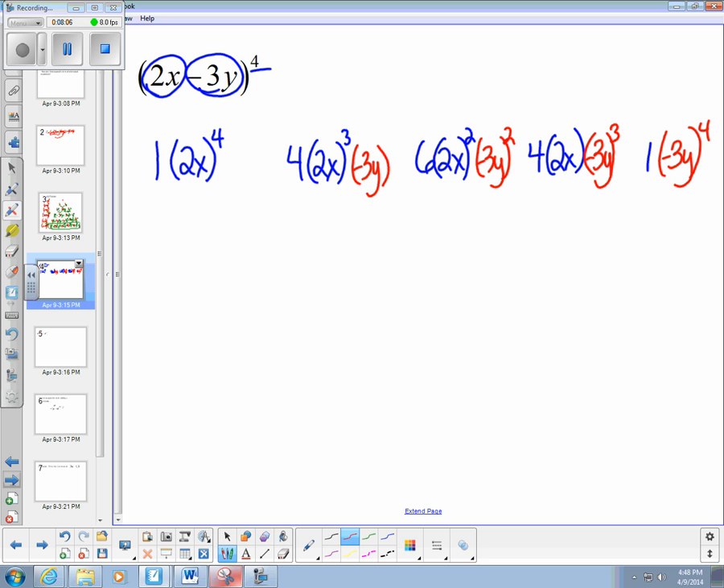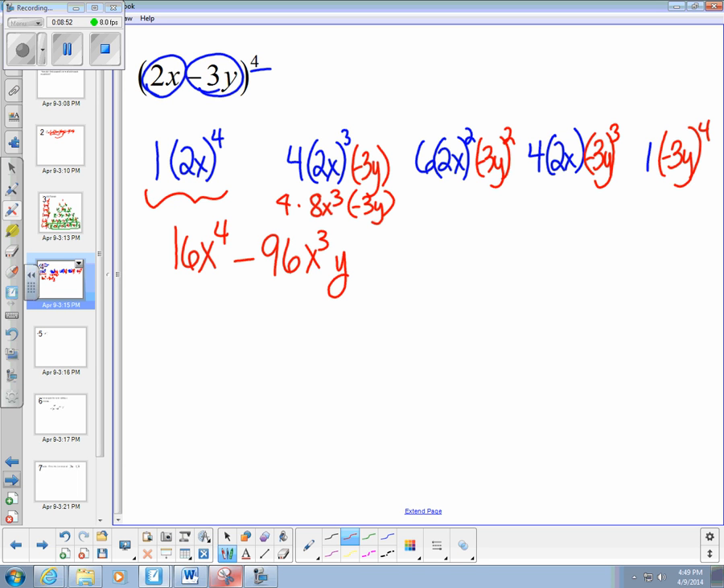Okay, so now we need to multiply these out and get the terms to be one single term instead of things multiplied. So 1 times 2x to the fourth. 2x to the fourth, remember you've got to do 2 to the fourth and x to the fourth, is going to give us 16x to the fourth. Okay, over here I'm going to take care of the exponents first, and then we'll multiply to get the final term. So 2x to the third would be 8x cubed times negative 3y and times 4. So negative times positive is going to give us a negative 96x cubed y.